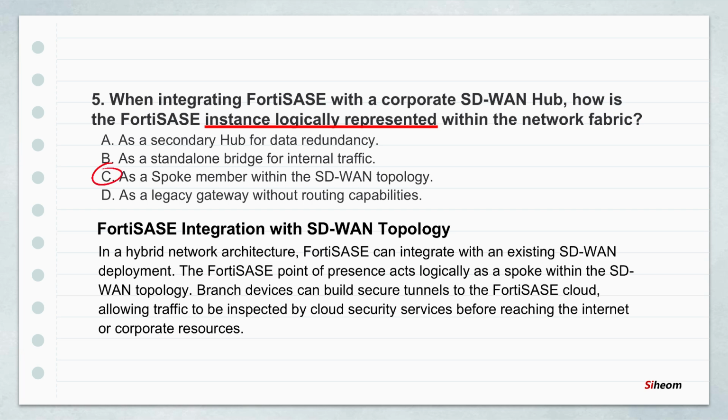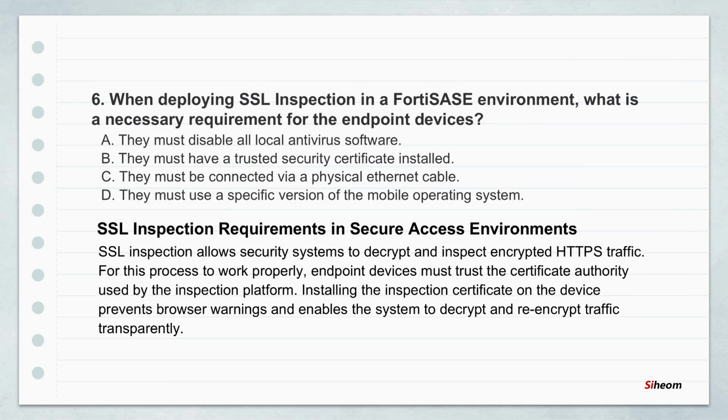It unifies the edge. Here's where it gets really interesting, because question 6 is a major one about what happens inside that SASE environment. SSL inspection. Yes. It asks what is required of endpoint devices when deploying SSL inspection in a FortiSASE environment. The distractors are things like disabling local antivirus or requiring a specific mobile OS. But the correct answer is B, a trusted security certificate must be installed.